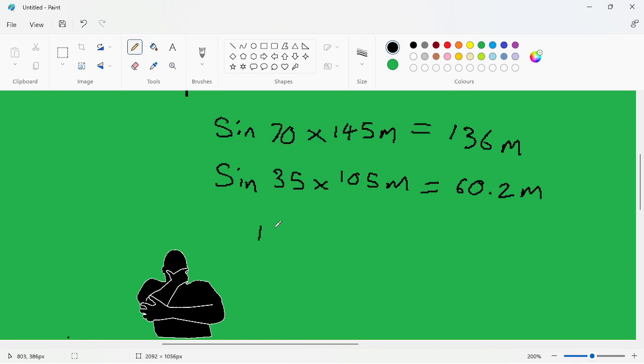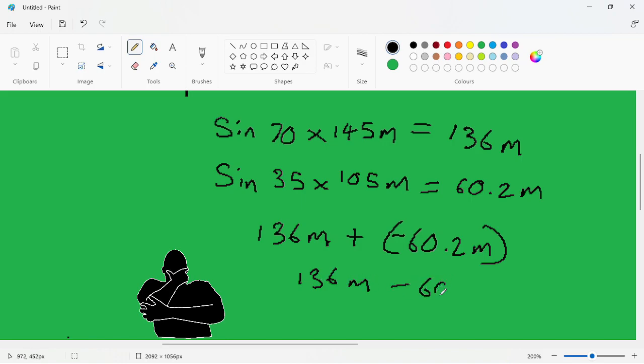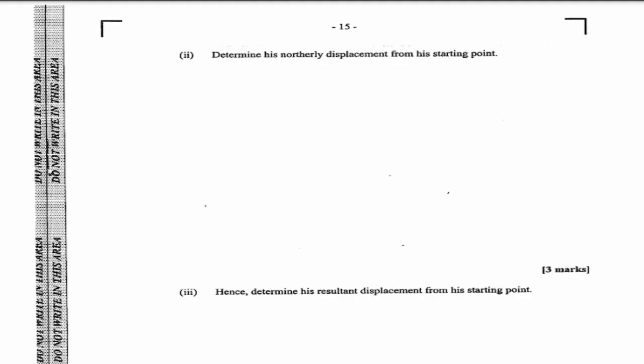So when we add these two components together, we get 136 meters plus negative 60.2 meters. This is the same as 136 meters minus 60.2 meters. It's the same thing. And that answer is 75.8 meters. And that would be the northerly displacement from his starting point.